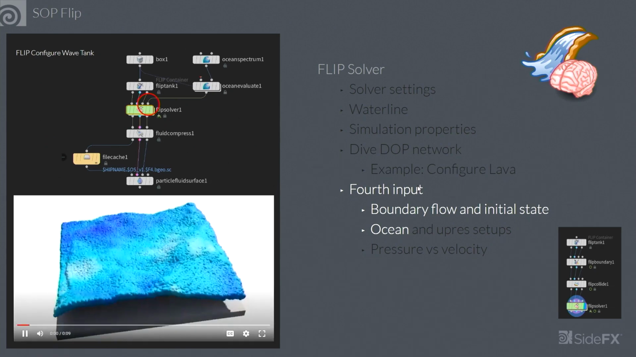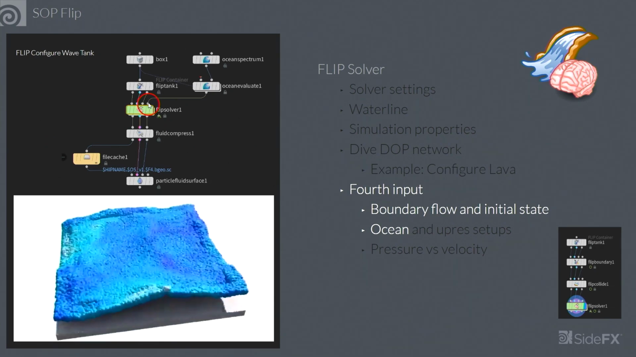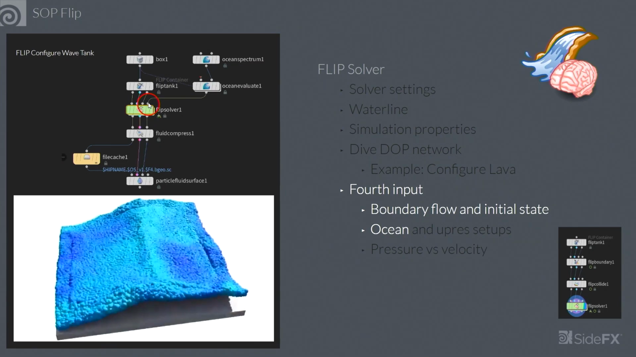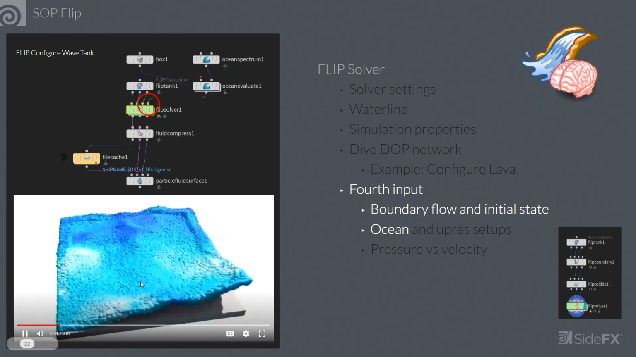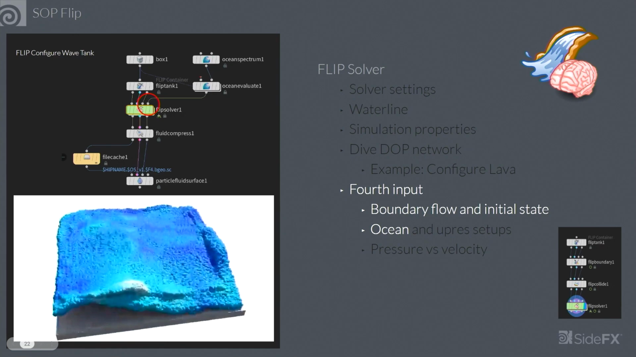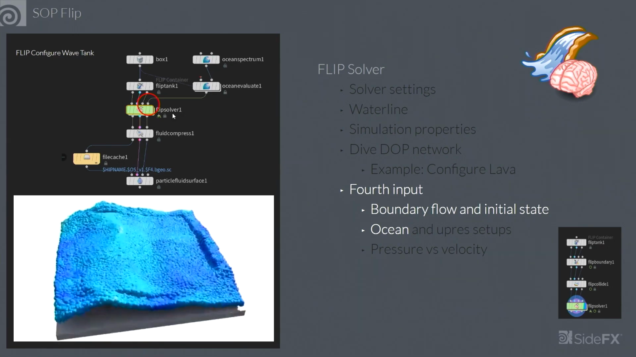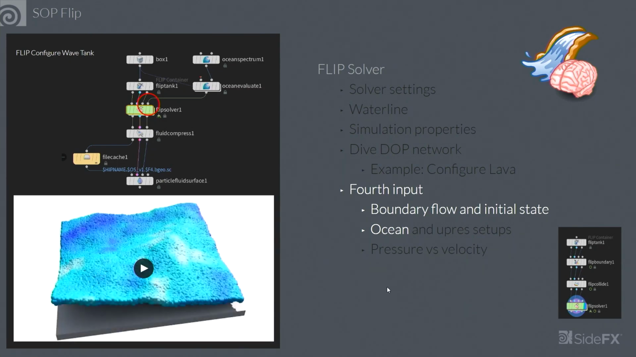All right, so the next thing is the flip solver has a 4th input. What this is used for is to set the initial state for your simulation and also to define what's happening at the boundaries. So this is used for the ocean tools where you specify the waves and the boundaries. And it can also be used for upressing.